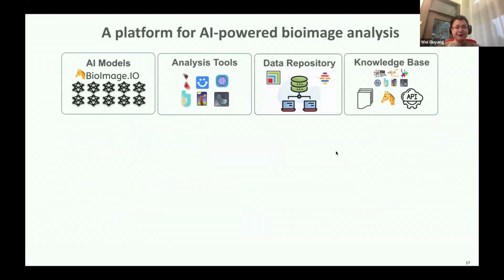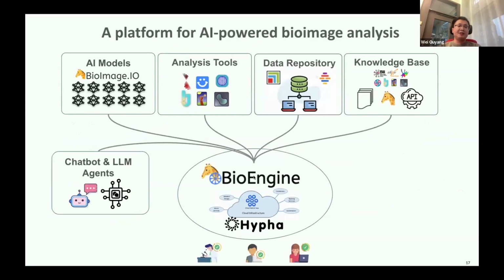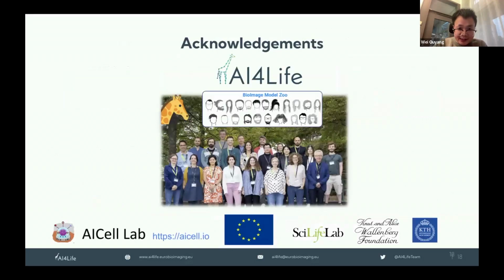So, just a conclusion slide. What we are aiming for with all these things put together is a platform for AI-powered bioimage analysis. We have AI models, analysis tools, a data repository, and a knowledge base. We want to connect them through the bioengine, enable collaborations, and connect to the chatbot. Hopefully, we will also connect hardware to the platform to enable collaborative data acquisition and analysis. Yeah, I think that's it.